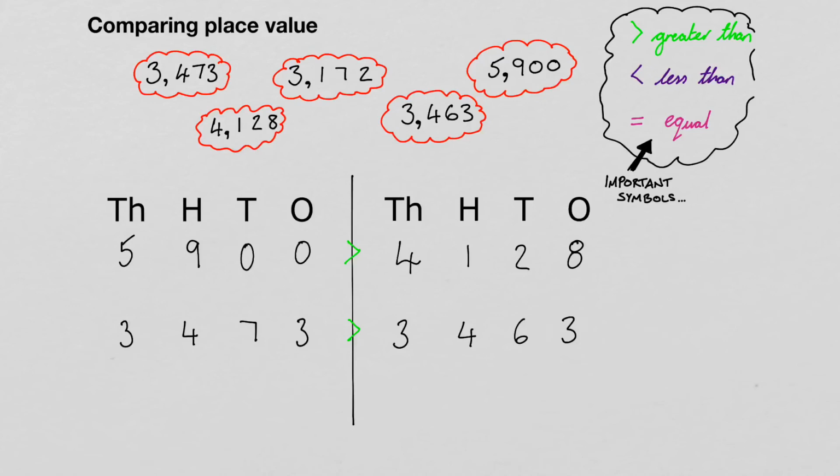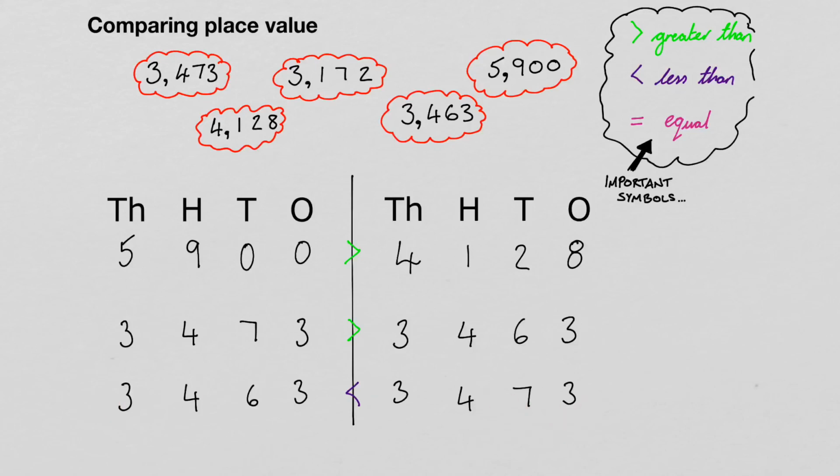If I'd written them the other way around, like this, 3,463, 3,473, I still do the same process, so I'm comparing the thousands first, still equal there, hundreds next, still equal, 6 tens and 7 tens. So in this case, my sentence has a less than. And if we read it as a sentence now, 3,463 is less than 3,473. And that's how we do it.